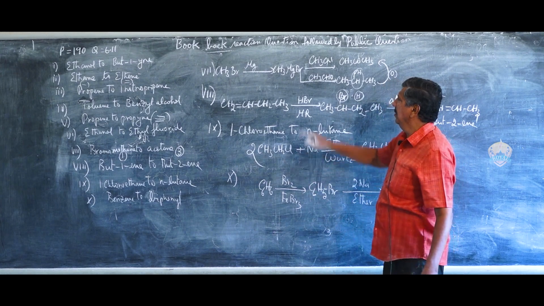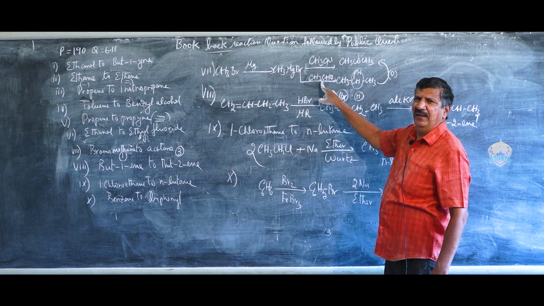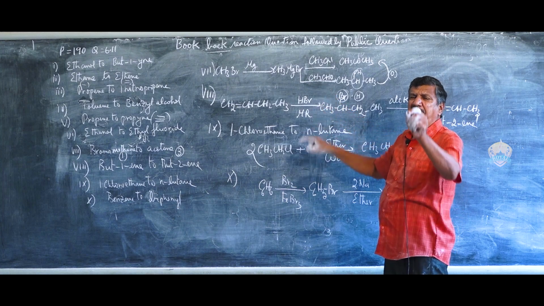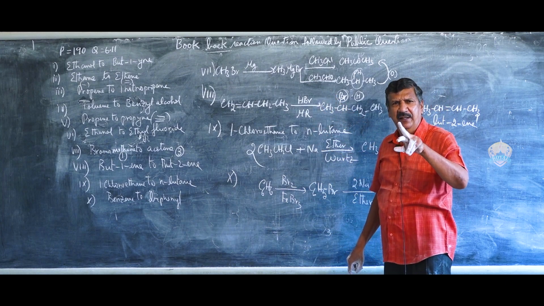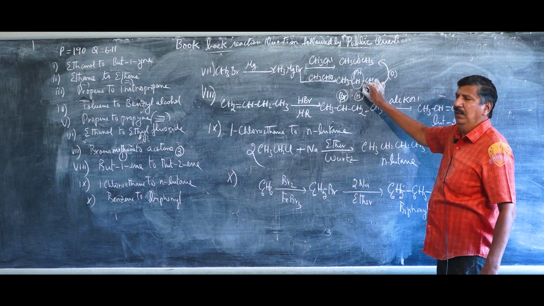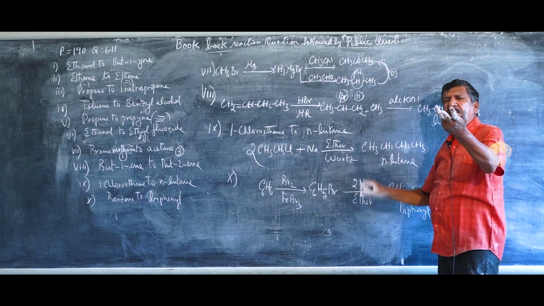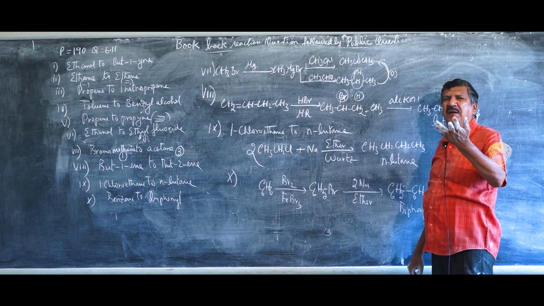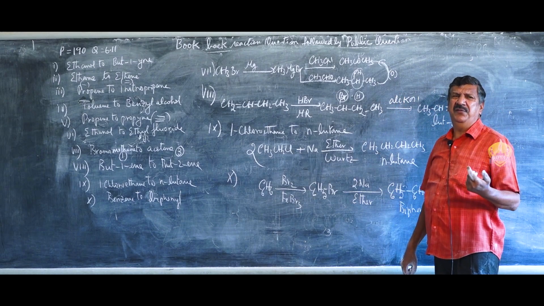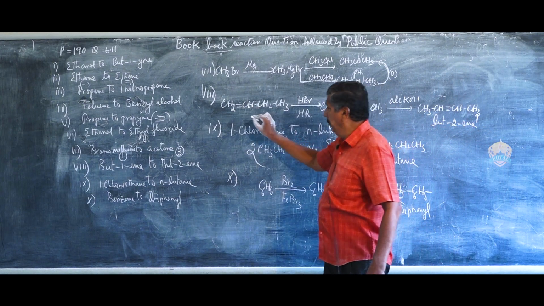What concept? Treating the Grignard with acetaldehyde gives a 2-degree alcohol. Acetaldehyde with the Grignard gives a secondary alcohol, that is isopropyl alcohol. Isopropyl alcohol on oxidation gives acetone. Both are true ways; you decide which is easier. That's all.